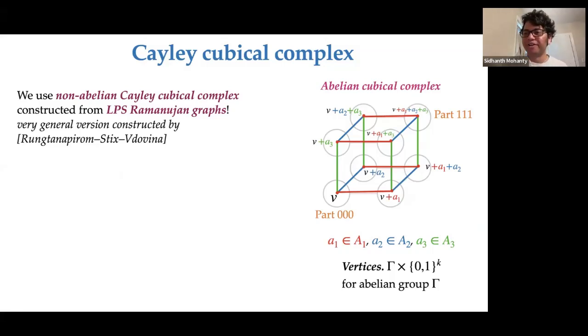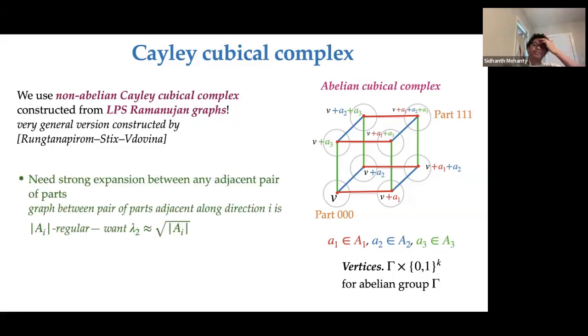Actually, just because we want optimal parameters in terms of expansion and such, we rely on a non-abelian Cayley cubical complex, which you can actually construct in a fairly simple way if you take the so-called LPS Ramanujan graphs as your starting point. And there's a very general version of this which was constructed in a work of Rungtanapirom, Stix, and Vidovina. So today I won't get into how the non-abelian version of the Cayley cubical complex is constructed.